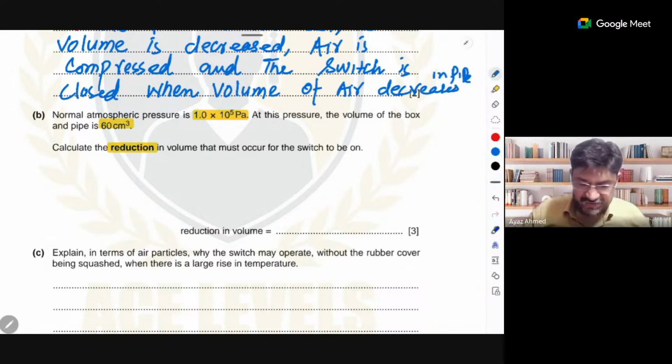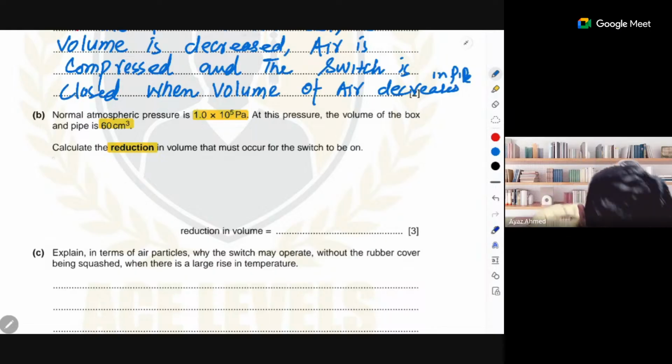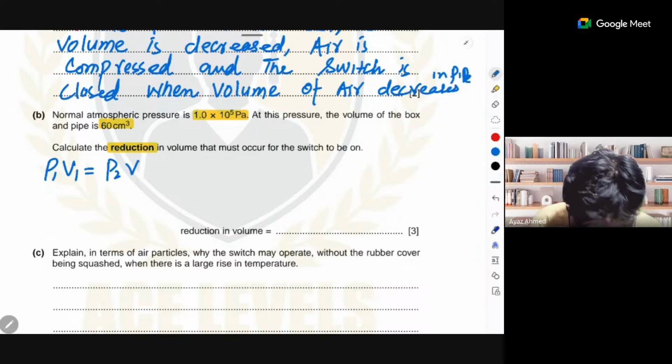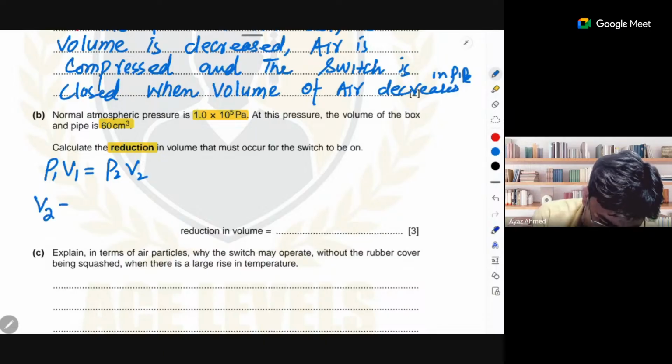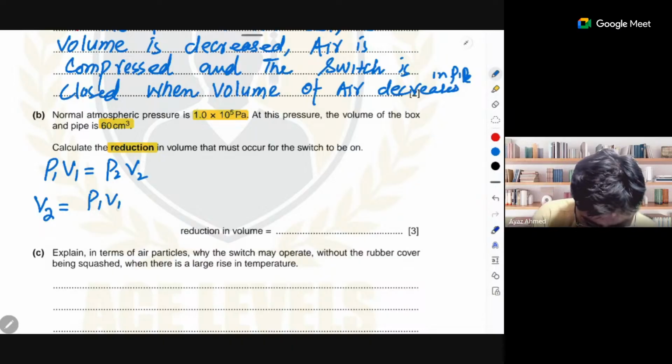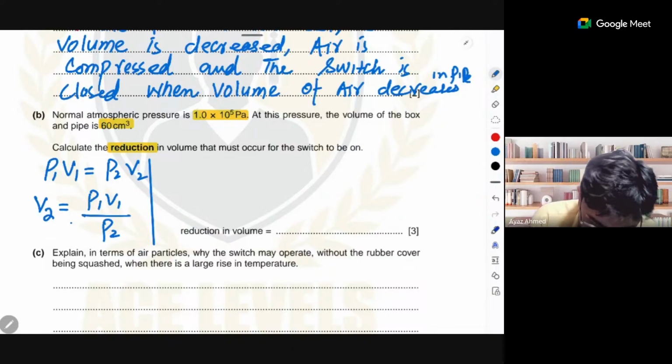First of all, we have to apply P1 V1 equals P2 V2. This is the formula, and when this is applied, this is found. Then you have to find the second volume. Volume 2 is P1 V1 divided by P2, and that will give you the answer.